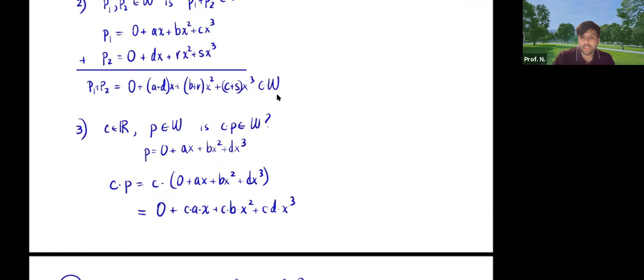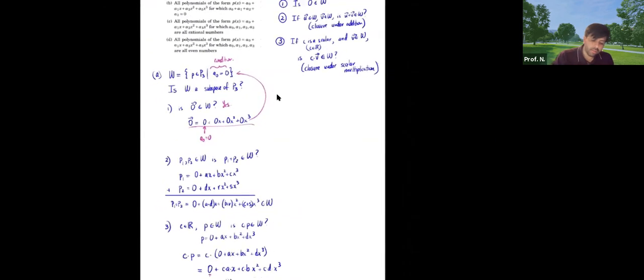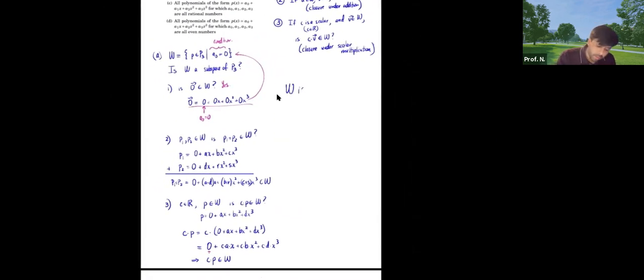What else did I show? I showed that C times P is in W, because it's still a polynomial of degree 3, and 0 is a constant again. So then what's my conclusion? W is a subspace of P3.